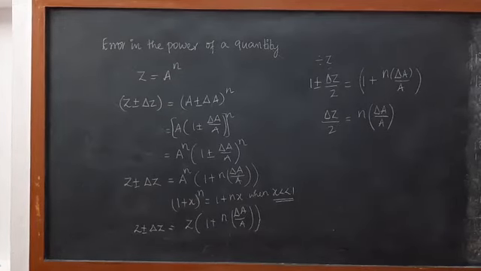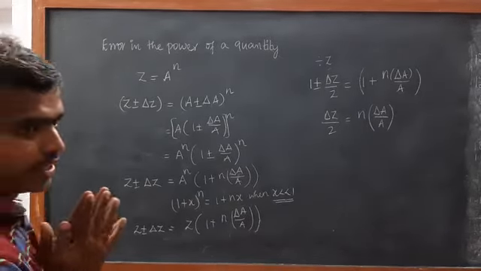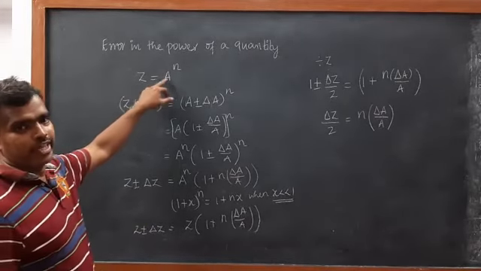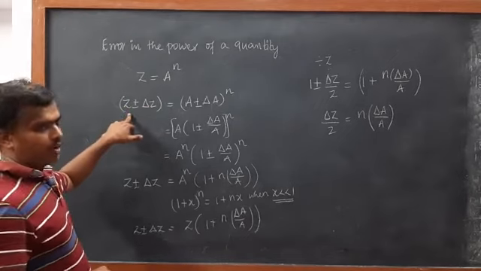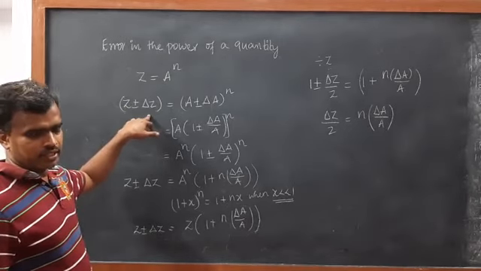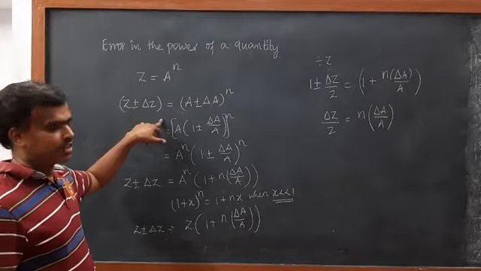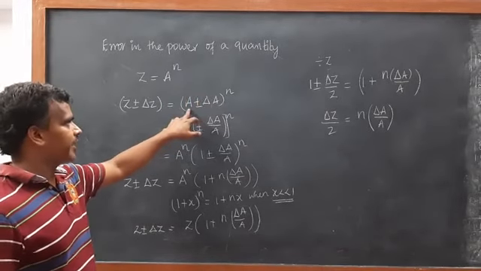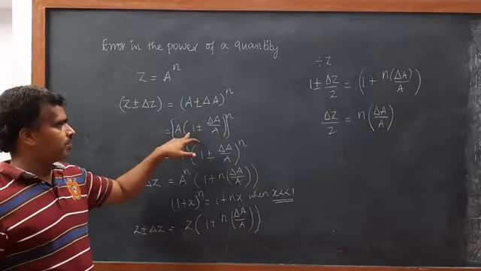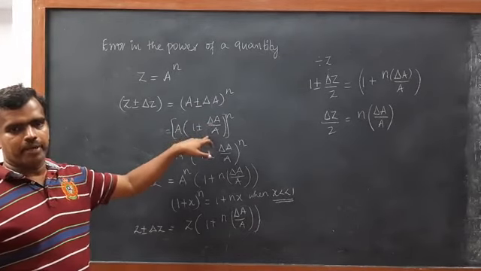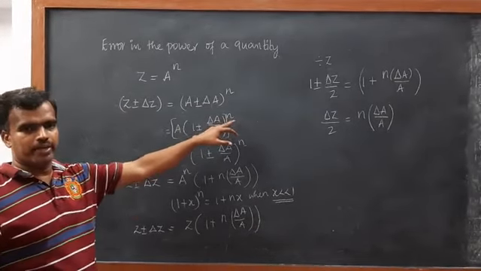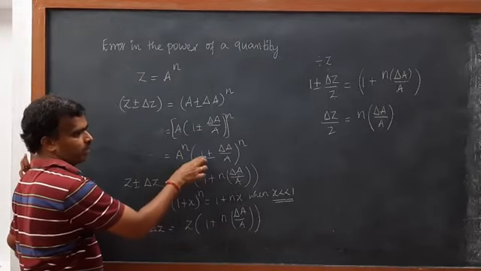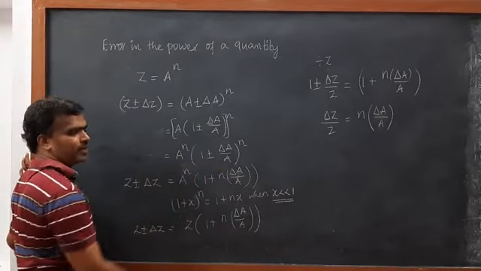Similarly we go for the power rule also. We are moving on to the third rule, the error in the power of a quantity. So Z is equal to A to the power n. So what will happen? Z plus or minus delta Z is equal to A plus or minus delta A, to the power n. So I am taking A as common: A bracket 1 plus or minus delta A by A, close the bracket, whole to the power n. So I can apply this power here: A to the power n, 1 plus or minus delta A by A to the power n.